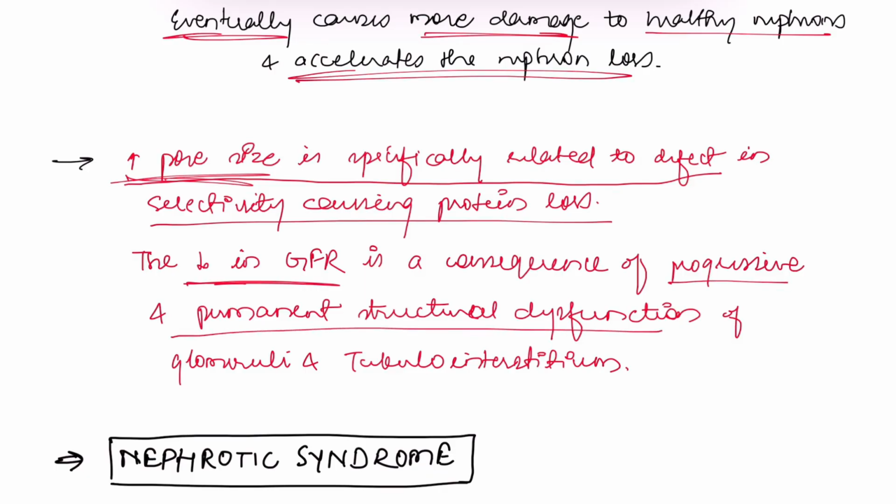Whenever you see proteinuria, in the back of your mind think of increase in pore size. But when you think about decrease in GFR, think about progressive and permanent structural dysfunction of your nephrons, your glomeruli and your tubulointerstitium. That's how you can differentiate proteinuria and decrease in GFR. And do not get confused about why there is increase in pore size but decrease in GFR.